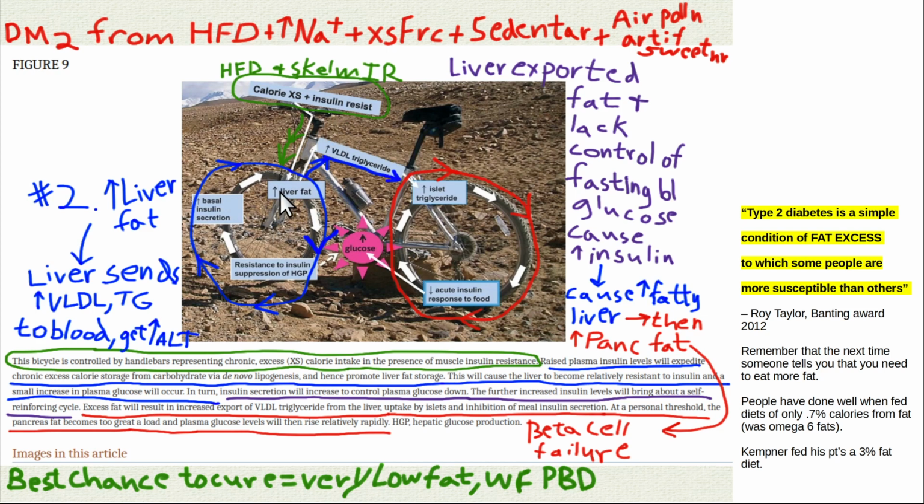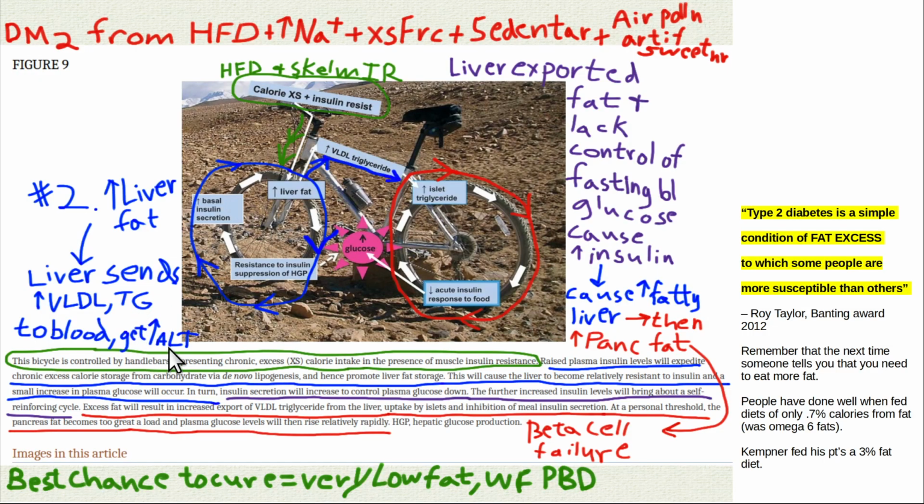Liver accumulates fat, then you get insulin resistance in the liver, so it can no longer maintain a normal fasting blood glucose level. It can't regulate it accurately. And it'll also start making more liver fat, as in fatty liver, and it'll send more fat into the blood, VLDLs, very low density lipoproteins, and triglycerides. And then that'll cause more atherosclerosis.